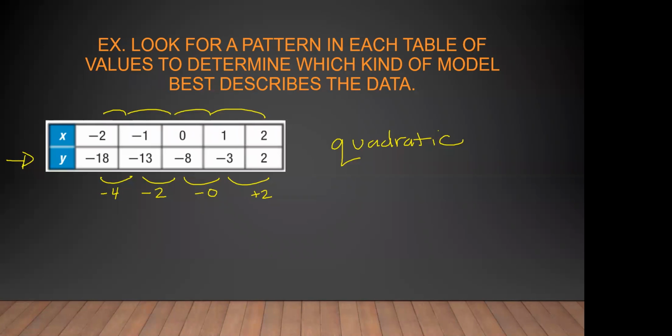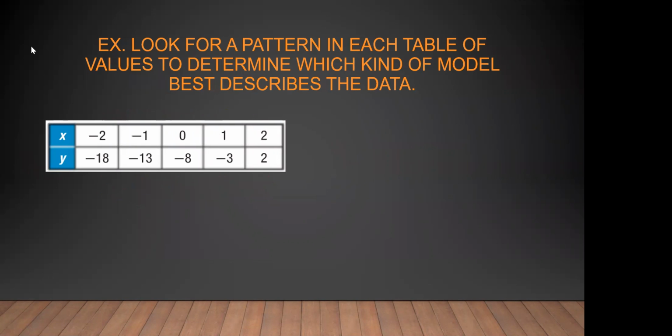All right, and then here, again, we have consecutive values in our x. Then we're looking at the y values. Now to go from -18 to -13, you would add 5. And then -13 to -8, again, you would add 5. -8 to -3, again, you would add 5. And -3 to +2, again, you would add 5. So this would be an example of a linear function.